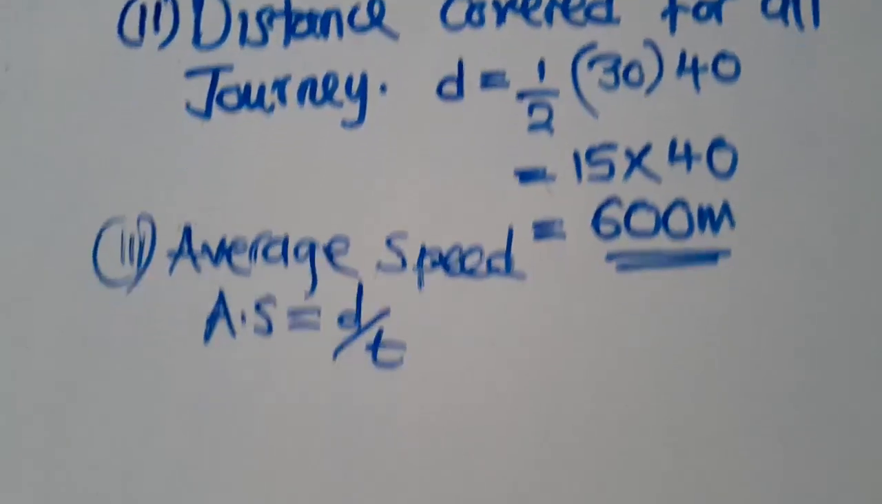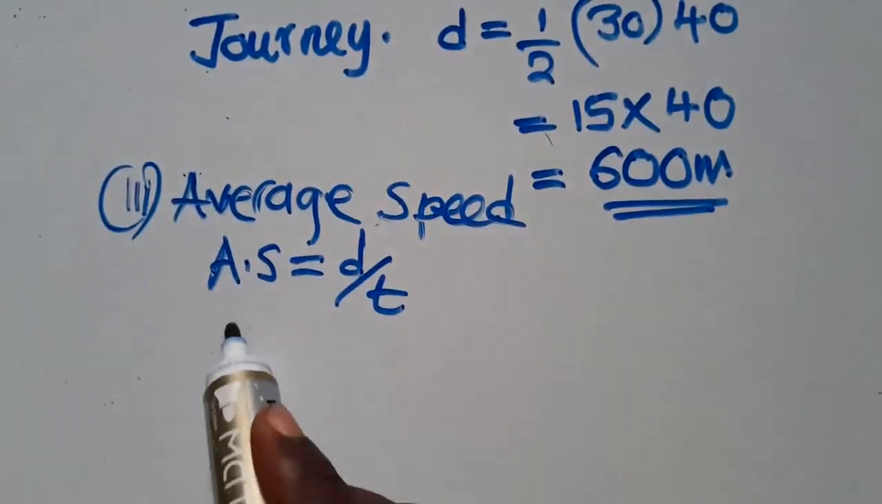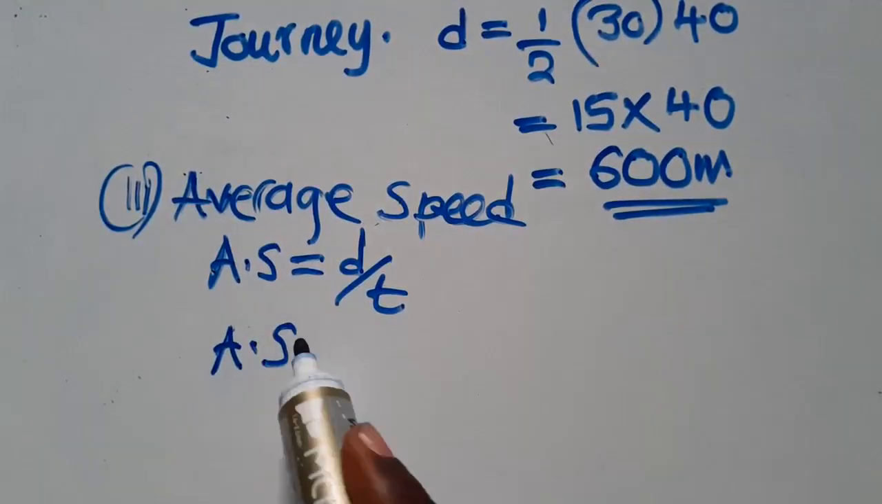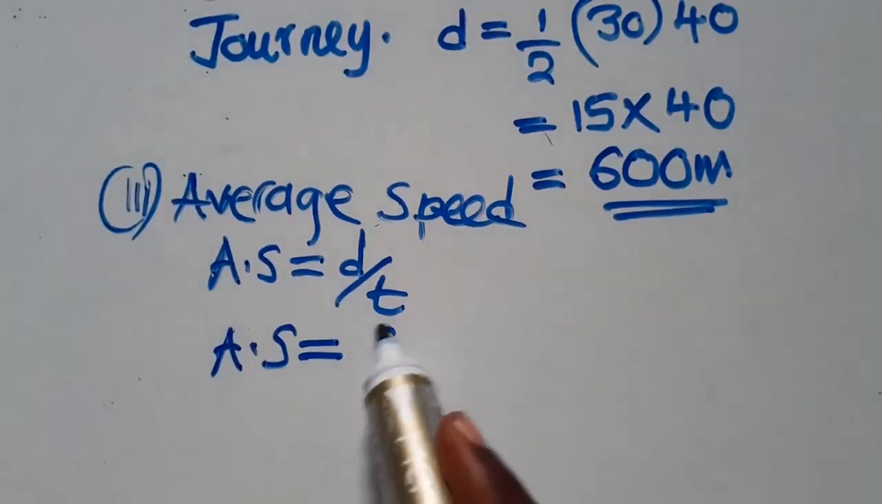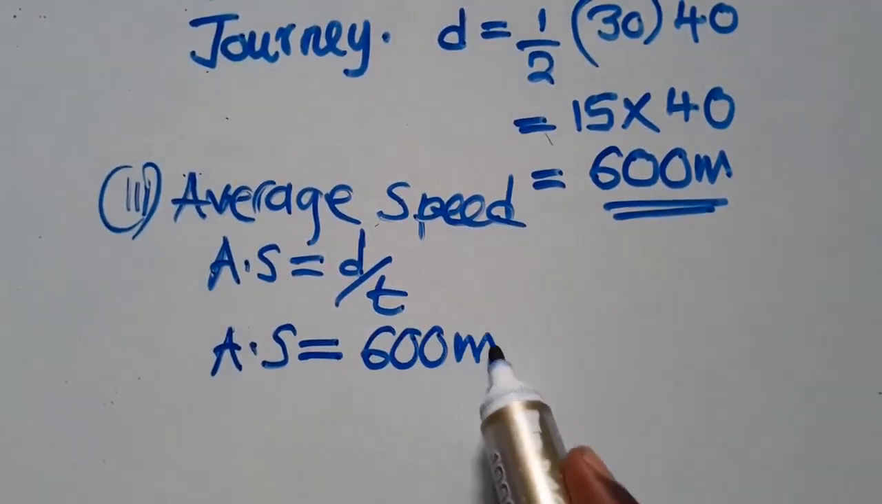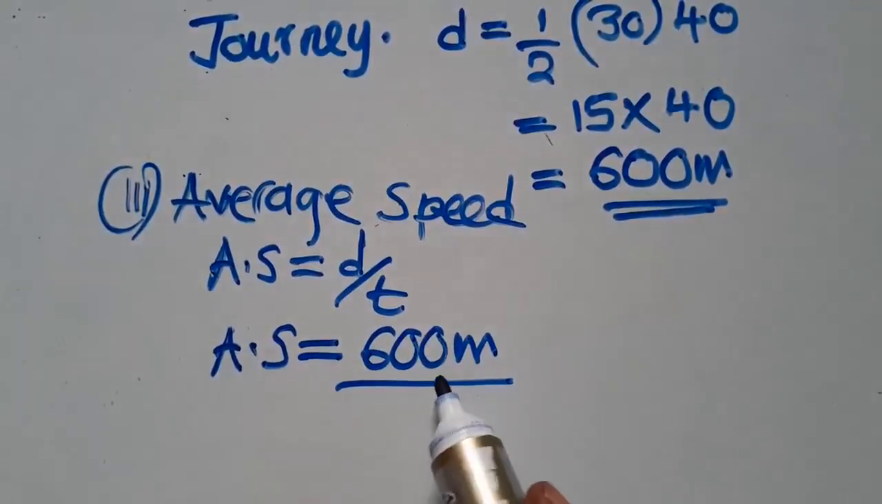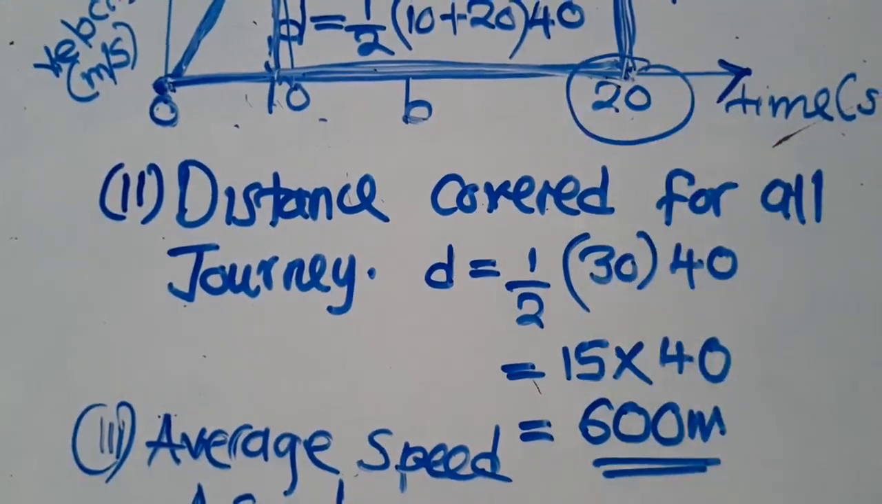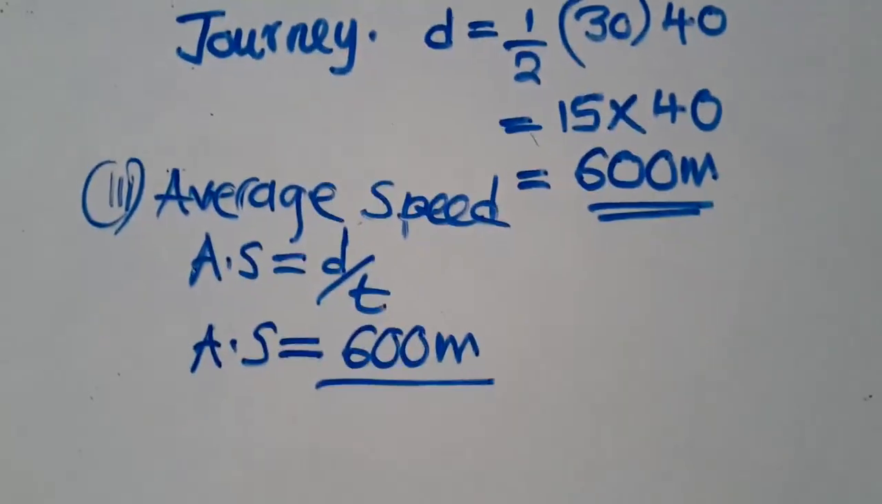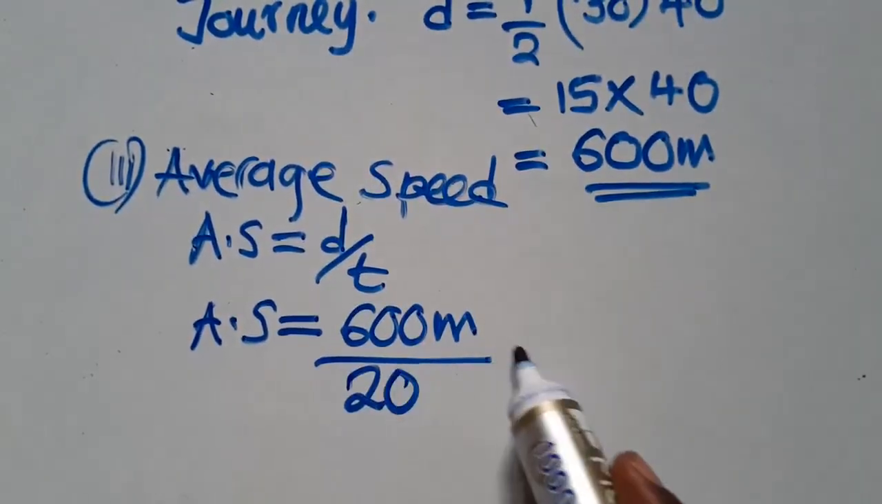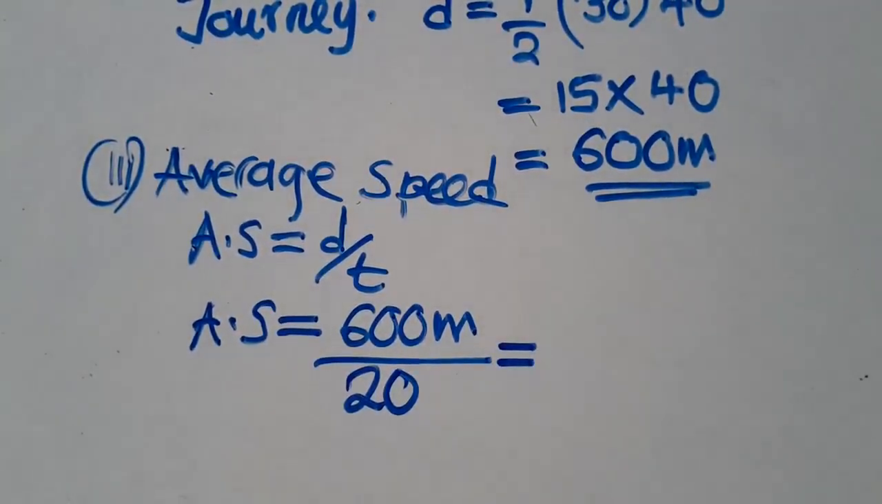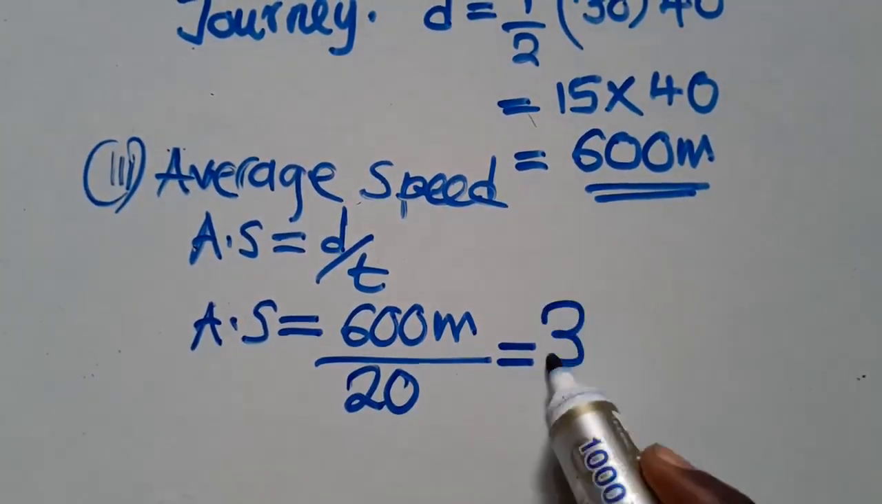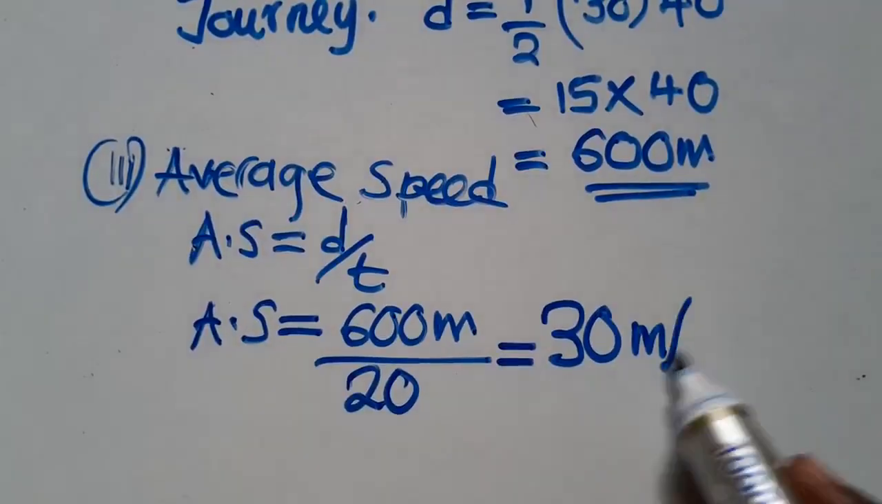So what is the total distance? You answer this according to the question. Instructions are very important. The distance is 600 meters over the time taken. The time taken is 20, so you put your 20 there. You say 600 divided by 20. What is the answer? The answer is 30, so 30 meters per second.